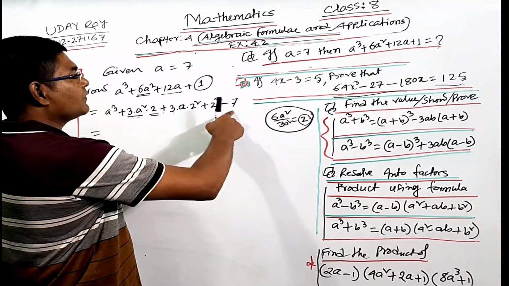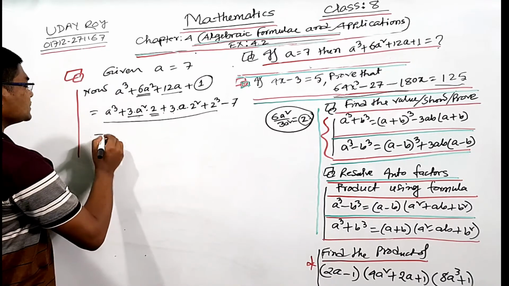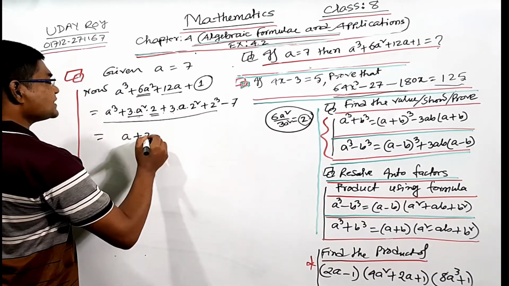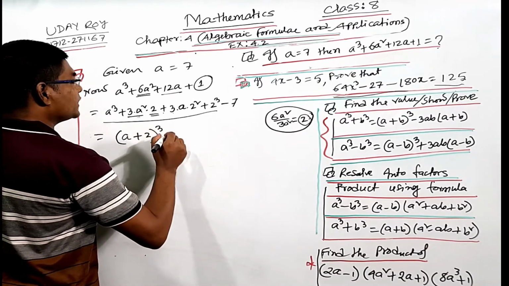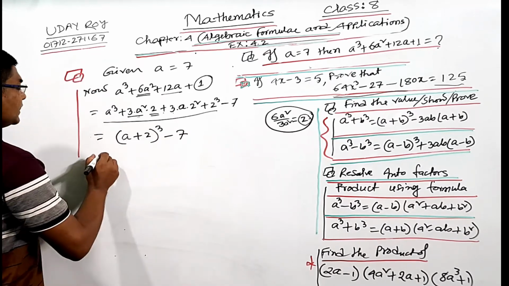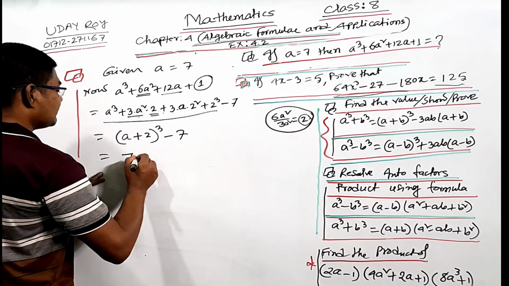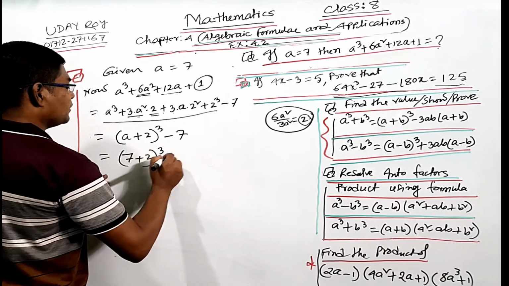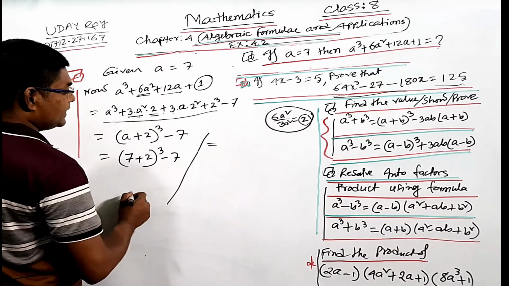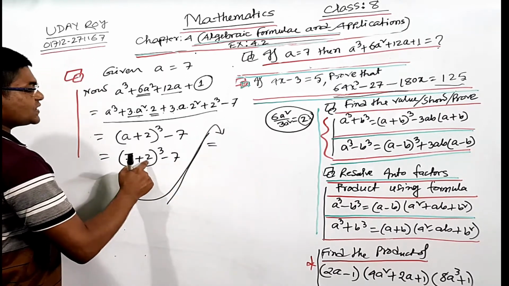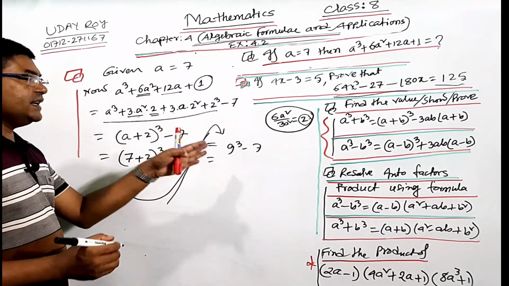So 8 minus 7 we will get 1. For this 7 is subtracted. Now you can see up to this we can use the formula a plus b whole cube, but here will be a plus 2 whole cube minus 7. Okay. Now what is the value of a? A equal to 7. A equal to 7 plus 2 whole cube minus 7. Be careful. So we will get 7 plus 2. 7 plus 2 equal to 9 cube minus 7. 9 cube.